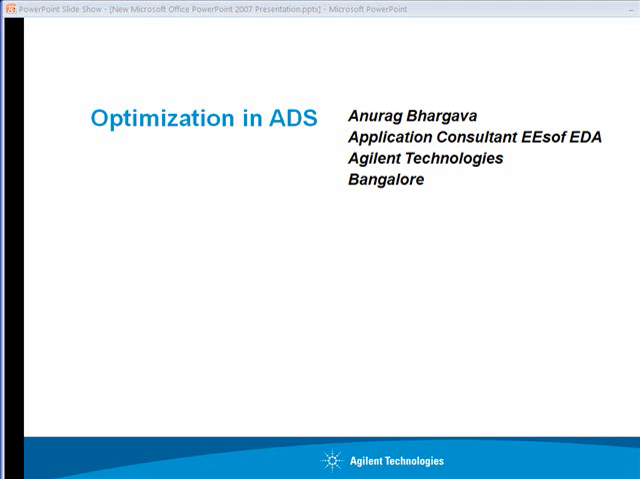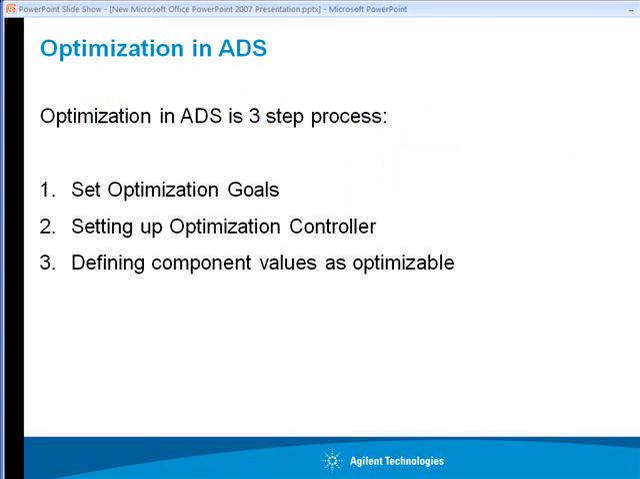The purpose of this short tutorial is to teach designers how to perform optimization in ADS. Performing optimization in ADS is a three-step process. First of all, the designer needs to set the optimization goal. Then they need to set up the optimization controller, and finally we need to define the component values as optimizable in a range starting from some minimum value up to a maximum value.